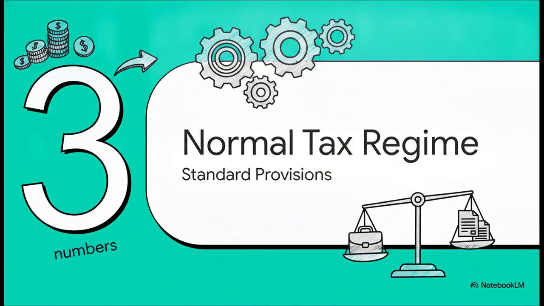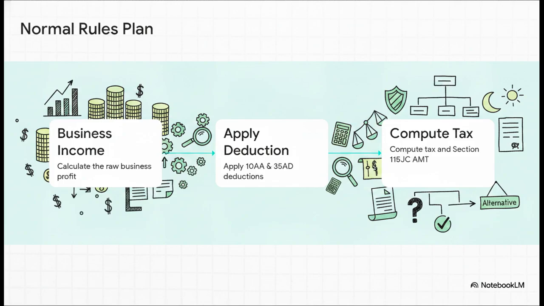All right, part 3, the normal tax regime. Let's run the numbers through the standard provisions. So how exactly do we calculate all of this? Let's just lay out the roadmap real quick. Step 1, we take his raw business profit. Step 2, we apply those powerful Section 10AA and 35AD deductions we literally just talked about. And Step 3, we compute the final tax. But, and this is crucial, we have to check it against the AMT, the alternate minimum tax. If you just stick to these 3 steps, you will never get lost in the weeds.